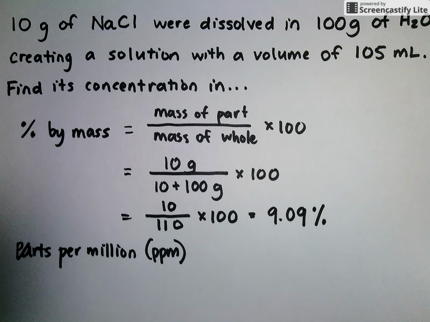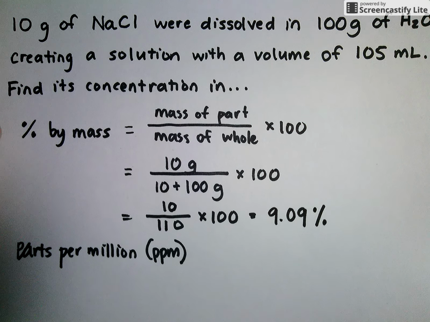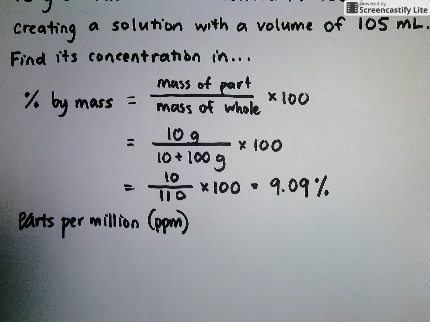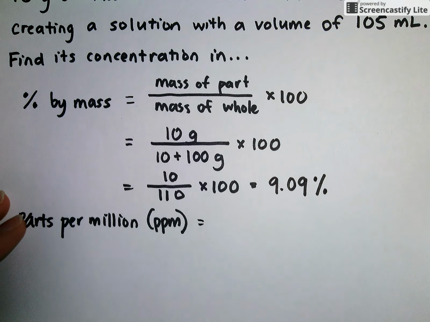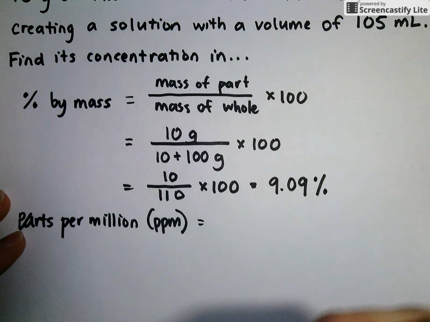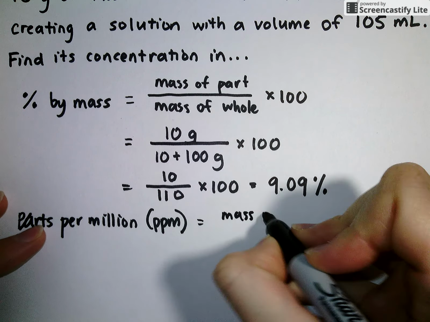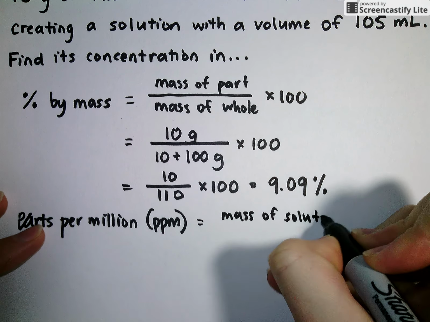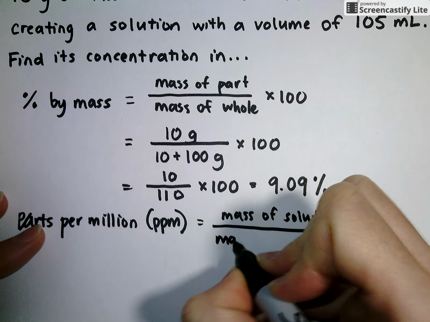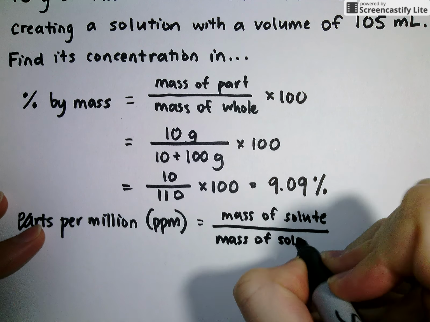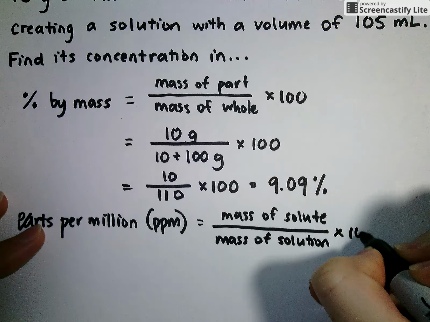Not so bad. And even though this next unit may not be as familiar as a percentage, it's actually exactly the same calculation. Even though percents are out of 100, parts per million are out of a million. So we're going to use the same numbers as before, just multiplied by a different factor. You'll see on table T that parts per million is represented as mass of solute divided by mass of solution times 1 million.